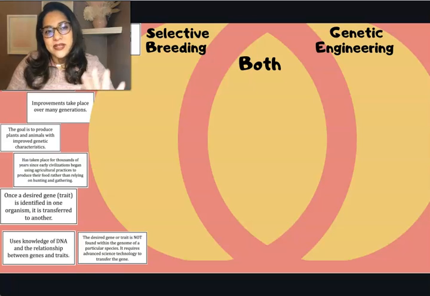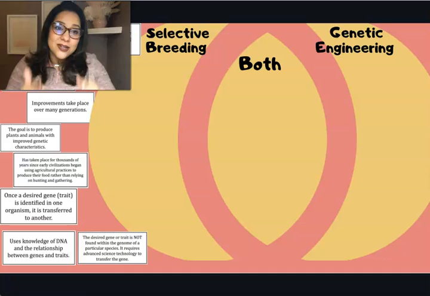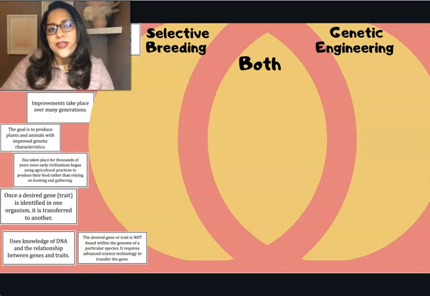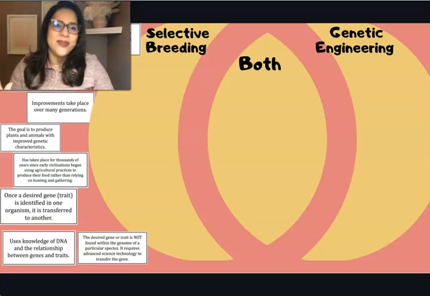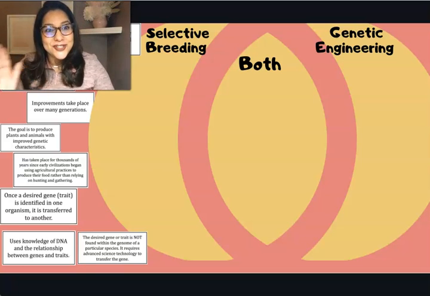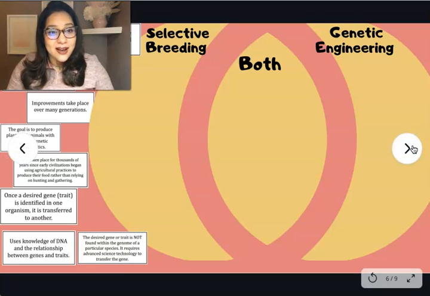Would they go in the selective breeding side? Would they go in the center, meaning that both processes have that? Or would they go in the genetic engineering side because the description is about genetic engineering? So go ahead and try that out. And when you're done, you can press play again to see if you were on the right track. And if not, totally fine. You're going to learn from your mistakes and try to get a clearer understanding of the process.